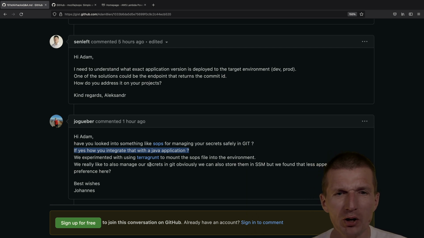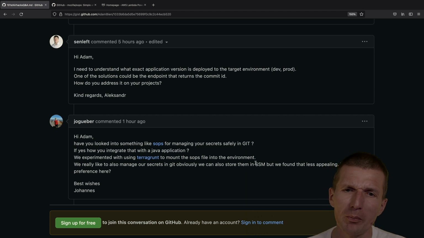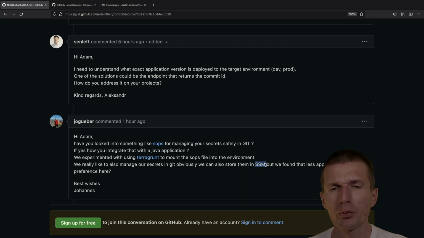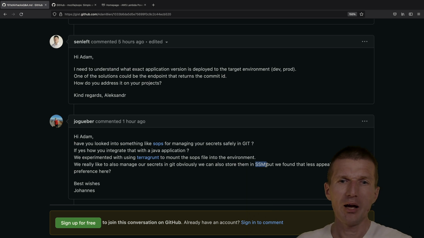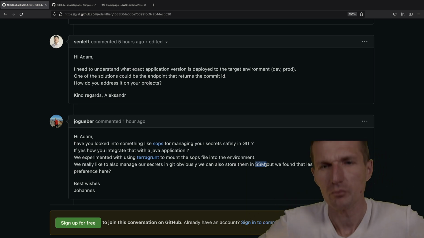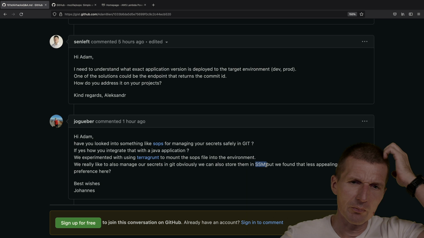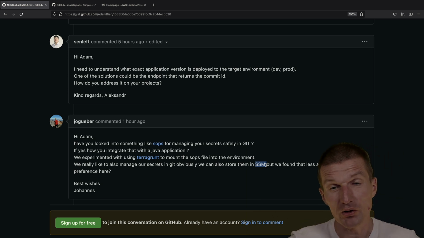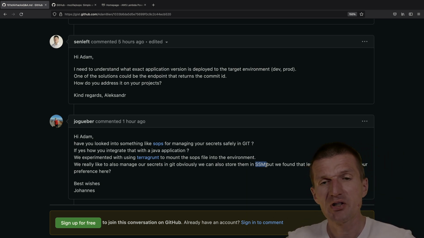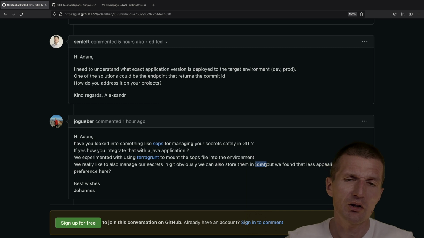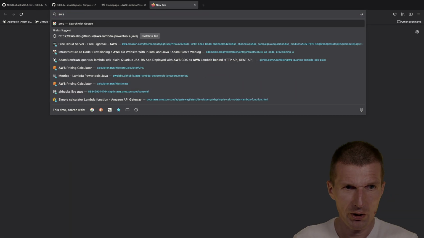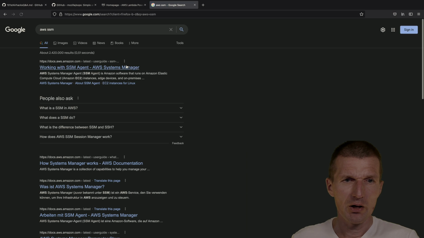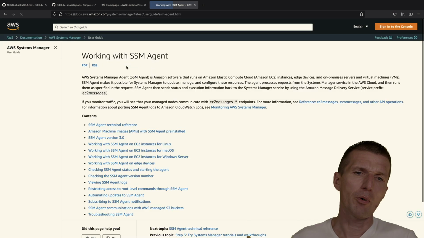We experiment with Terragrunt to mount the sops file into the environment. We really like to also manage our secrets in Git. Obviously, we can also store them in SSM. This is Secret Manager on AWS, and this is what I would prefer. The question is, if you already have SSM, and this is System Manager, not Secret Manager. The name is AWS Systems Manager, and there is one component called Parameter Store.